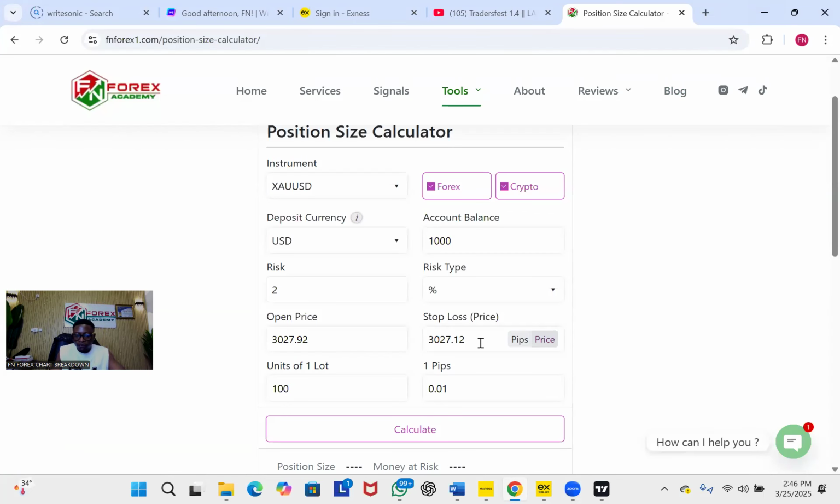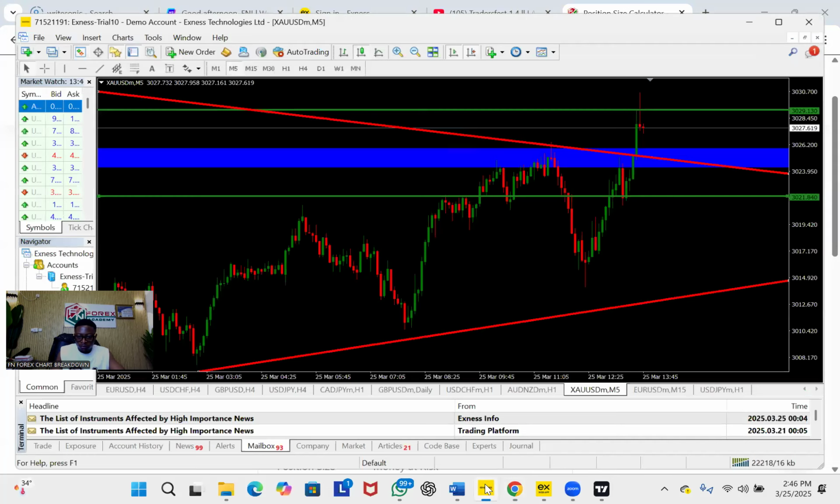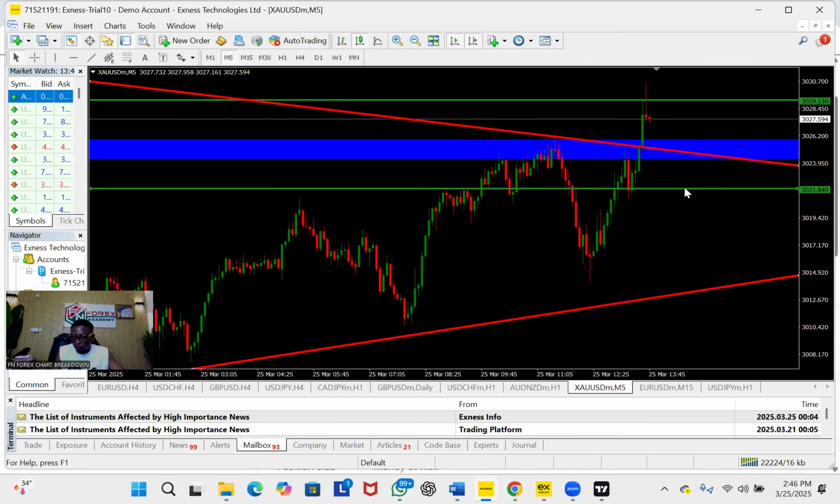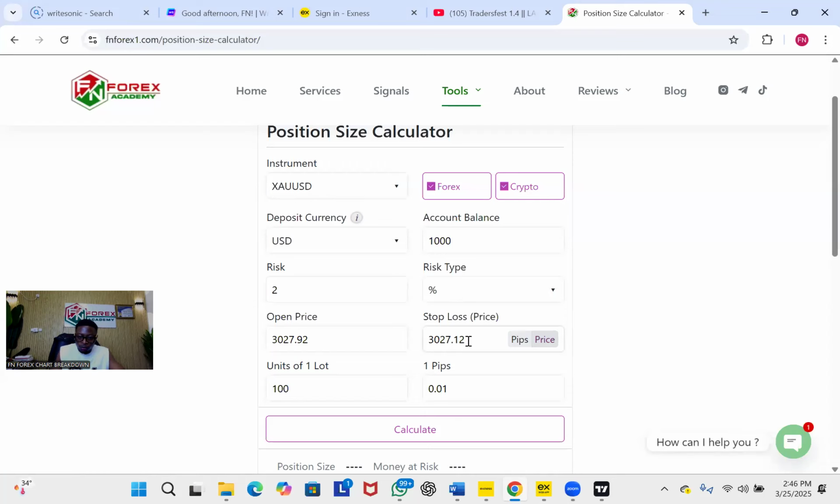So now what you simply have to do is to put the price for your stop loss. If we are going to put our stop loss here, as you come back and retest here, we are going to have an entry to buy to the upside. We are going to put our stop loss at 30.21.8. You just simply come to your calculator and put your price, 30.21.8.